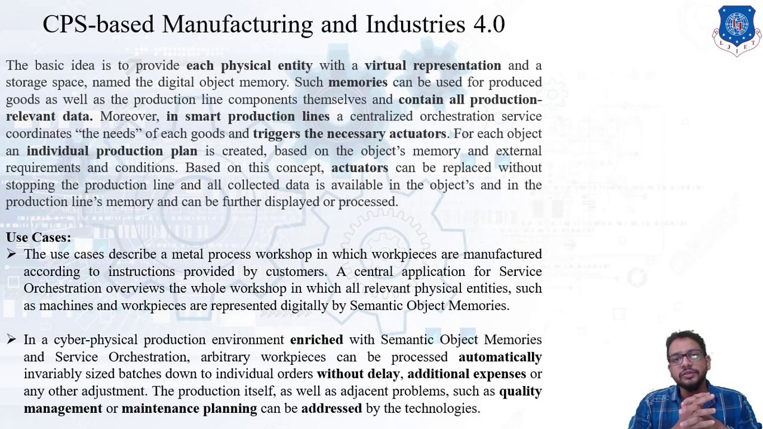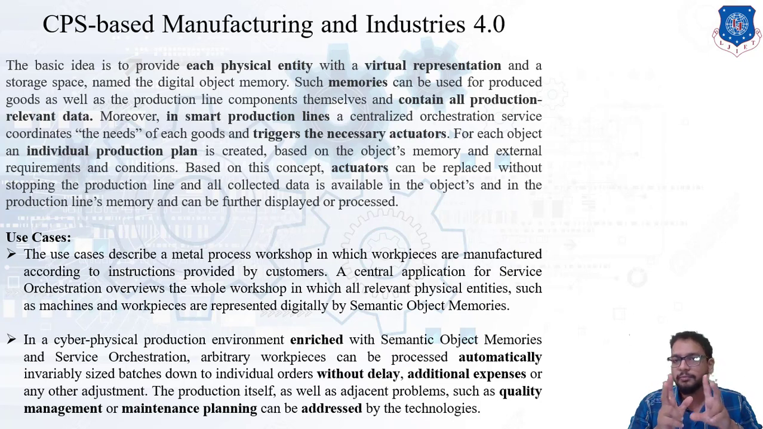Now these memories that are stored can be retrieved anytime for producing any type of product according to the customer's requirement. These products as well as the production line components themselves contain all the production relevant data. In smart production lines, a centralized orchestration service coordinates the need of each good and triggers the necessary actuators.